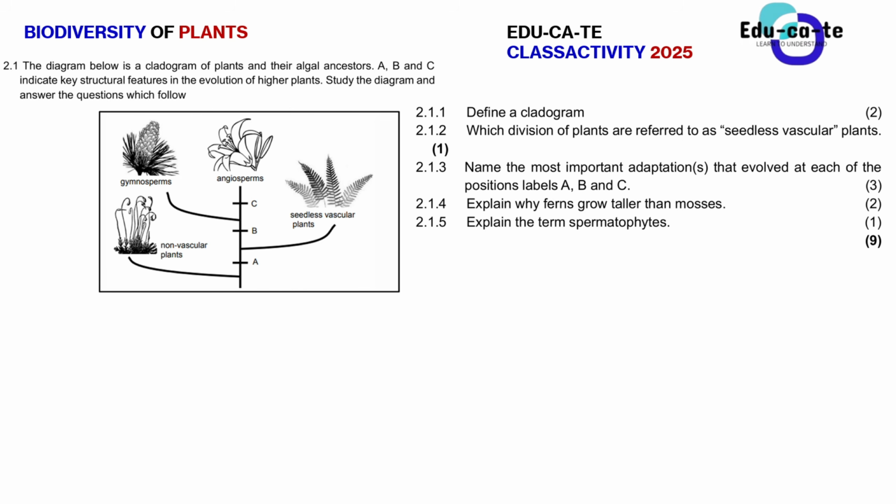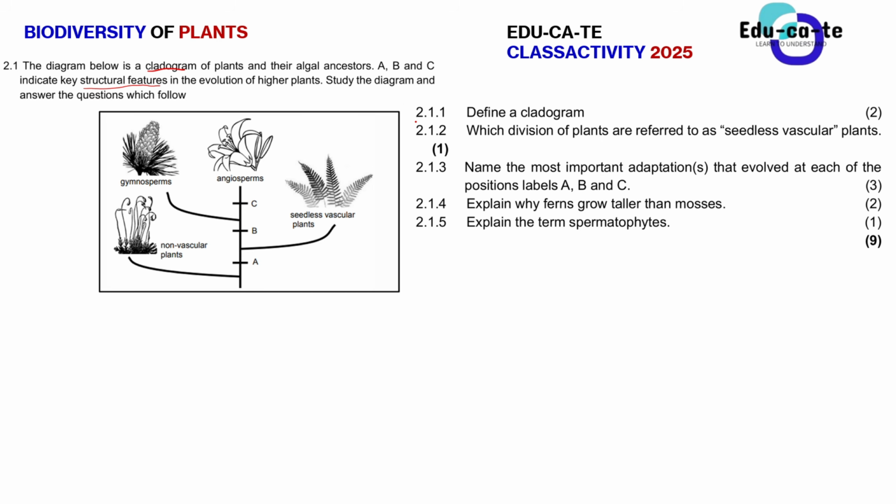In this video, we'll be continuing with our Biodiversity of Plants Educate Class Activity 2025. We have got 2.1 that says the diagram below is a cladogram of plants and their algal ancestors. A, B, C indicate key structural features in the evolution of higher plants. Study the diagram and answer the questions which follow.